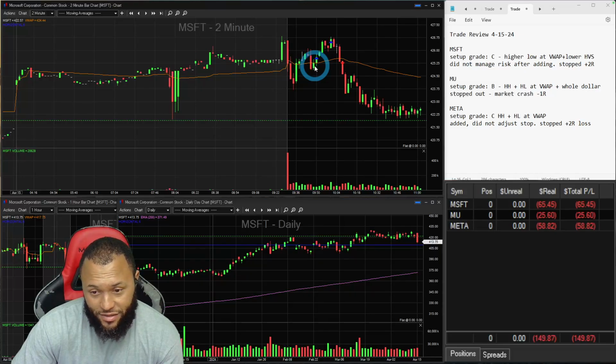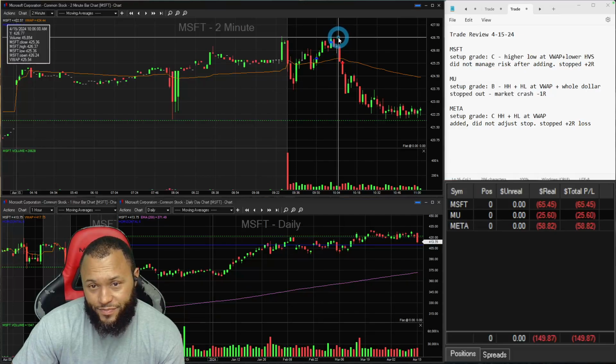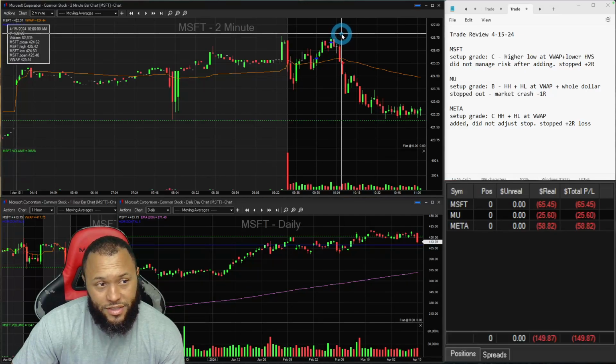Feeling pretty decent about this. So I take a long. And it's going really well. It comes back here and tests the high from the opening candle. Pulls back, a nice shallow pullback, 2 red bars, hammer candle. Looks like a great place to add. I'm a little late to the add on this, I'll definitely admit to that. But all I wanted to do was get to 427, which is right here.